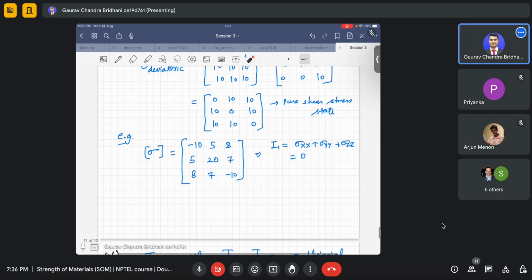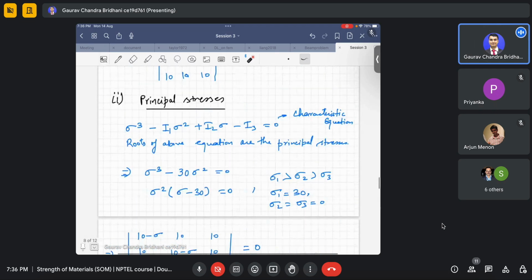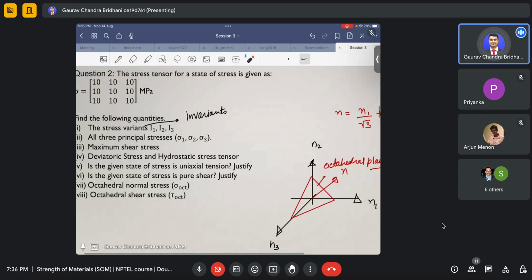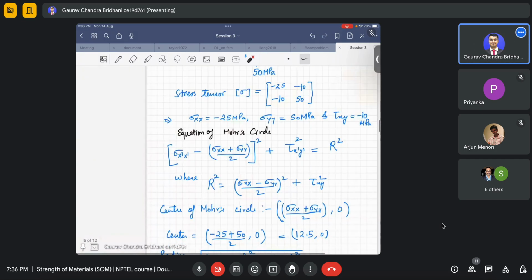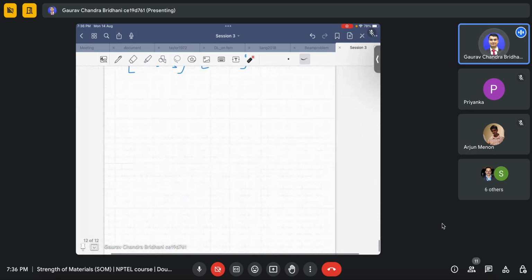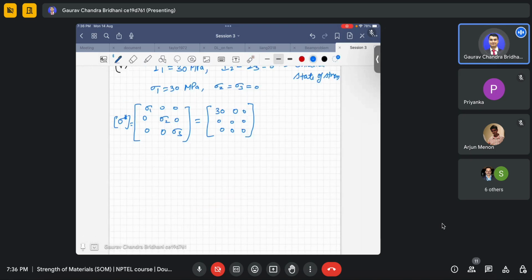Next was: is the given state of stress pure shear, justified? So we have justified for the fifth part why it is uniaxial tension. Is the given state of stress pure shear? So we saw what the conditions for pure shear are. So the conditions for a state of pure shear stress.